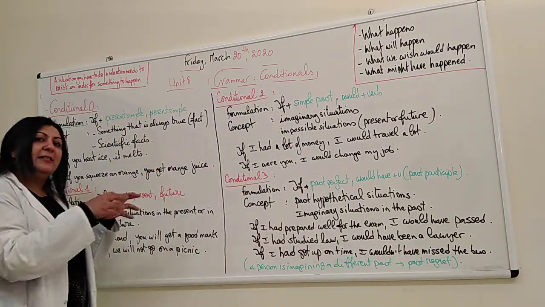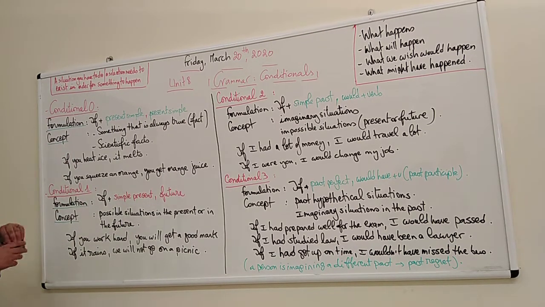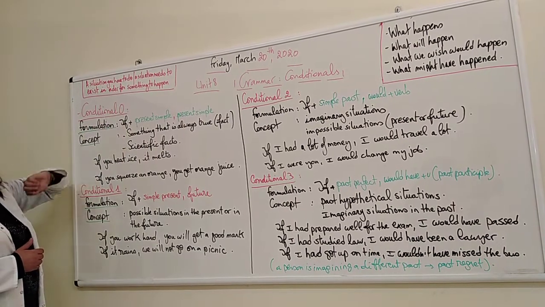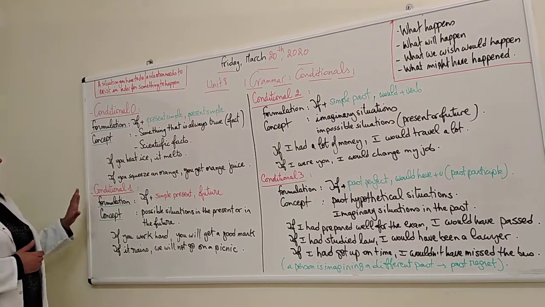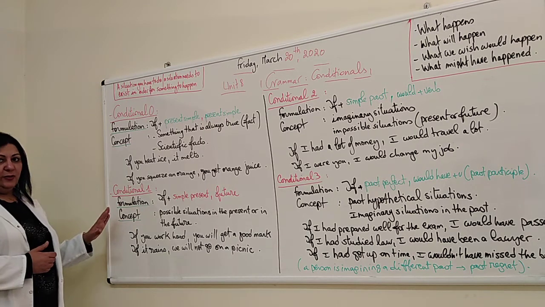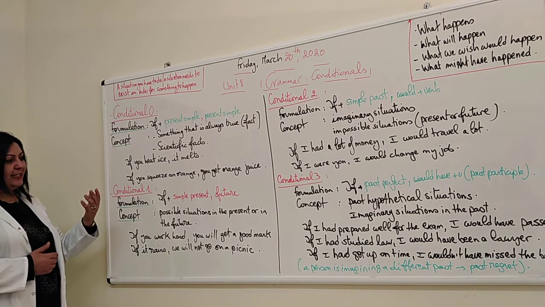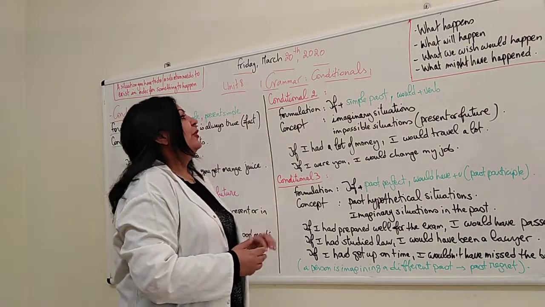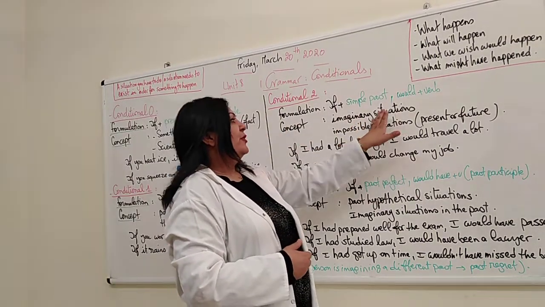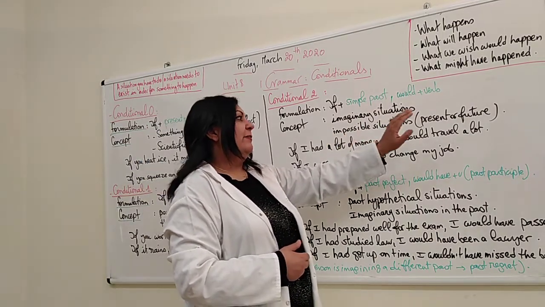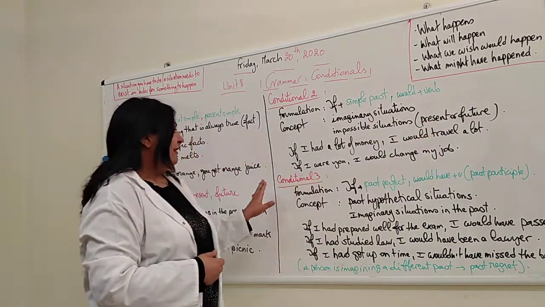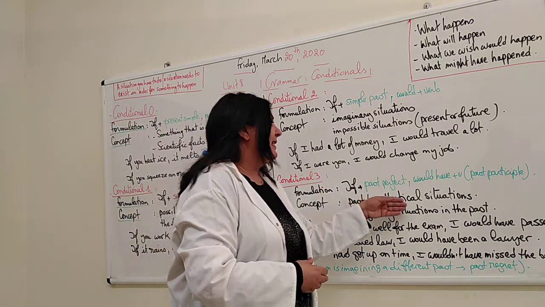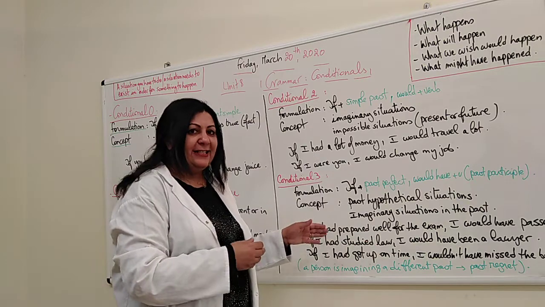So let's go over this. Conditional 0 is used for scientific facts and things which are always true. Conditional type 1 is used whenever we want to talk about possibilities in the present or in the future. Conditional type 2, we talk about imaginary situations or impossibilities in the present or in the future. And conditional type 3, we talk about past hypothetical situations or impossibilities in the past.